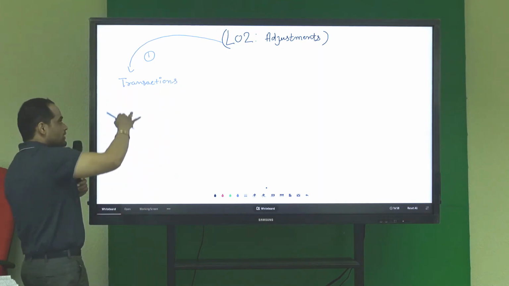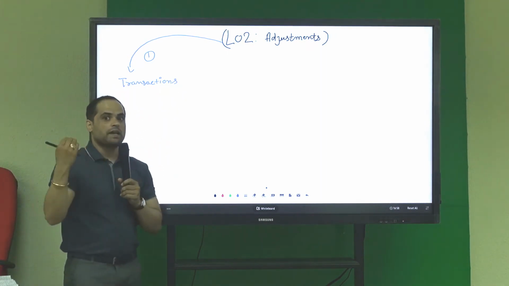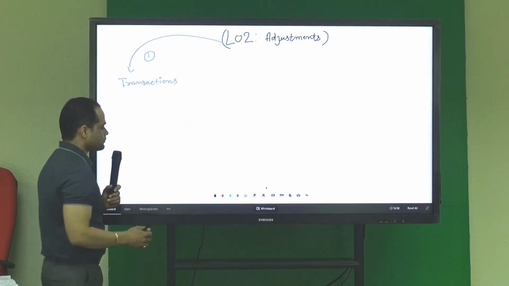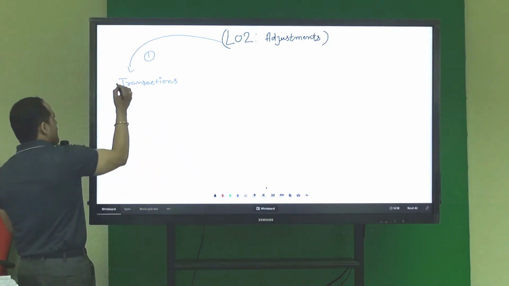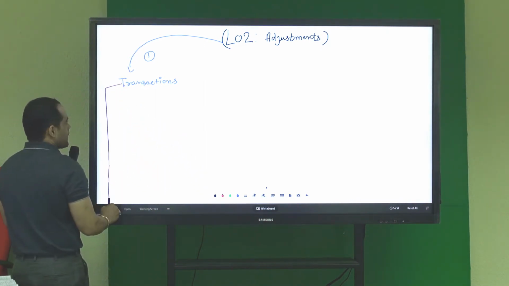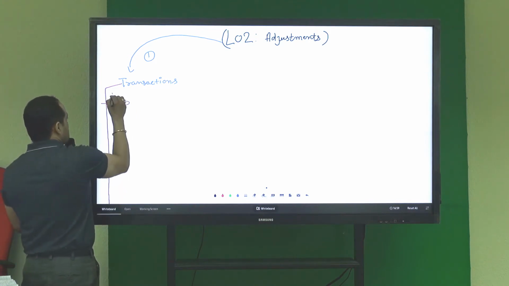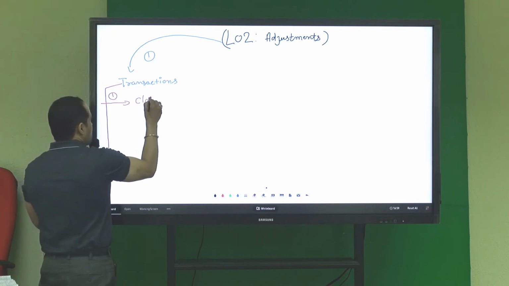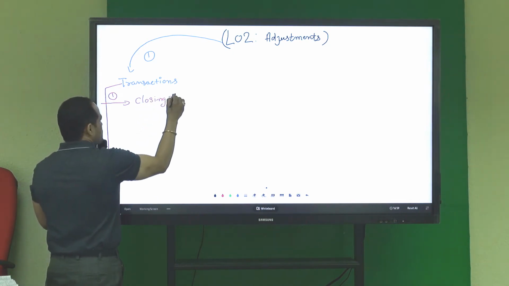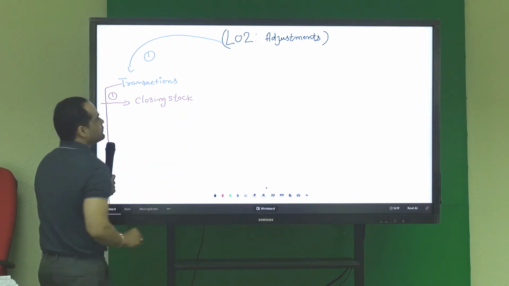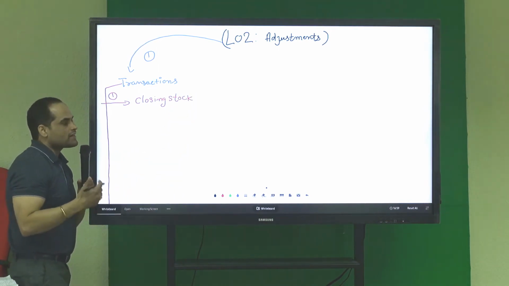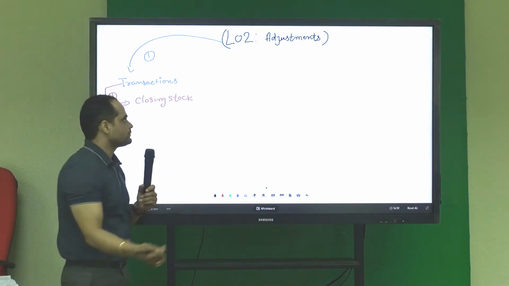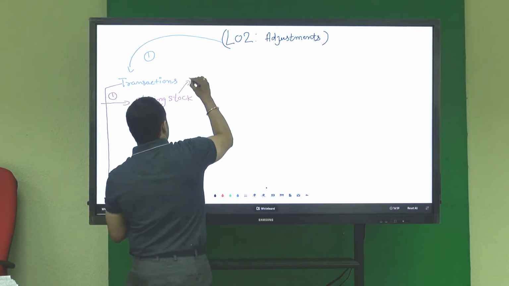So I'm going to write down some transactions here. So I will explain these transactions side by side. Alright? So let's start with the first transaction, which is the closing stock. Now, what is the meaning of closing stock? You know that closing stock is a stock which is left at the end of the period.